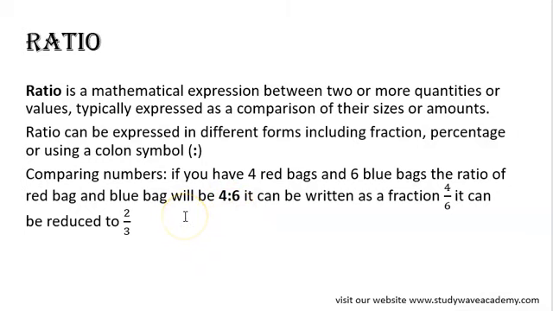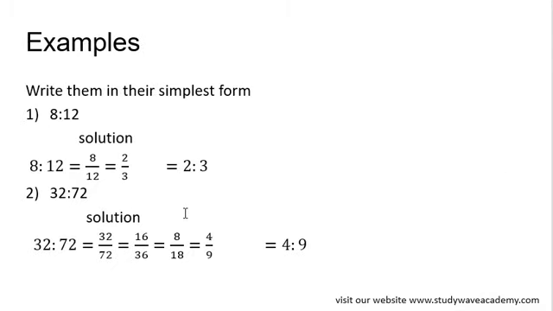So we're going to be looking at some examples on ratio, okay? Are we ready to do that? Good, let's go. We have an example here. Write out the simplest form of this ratio. We have 8 ratio 12. Remember, it is not 8 colon 12. No, it is 8 ratio 12.